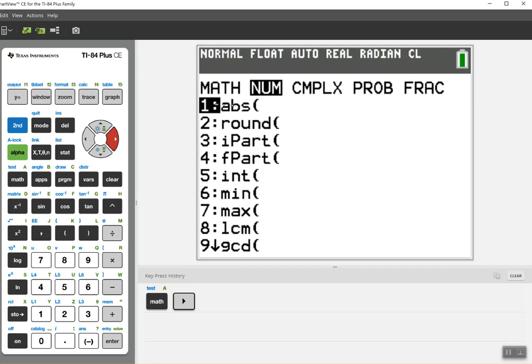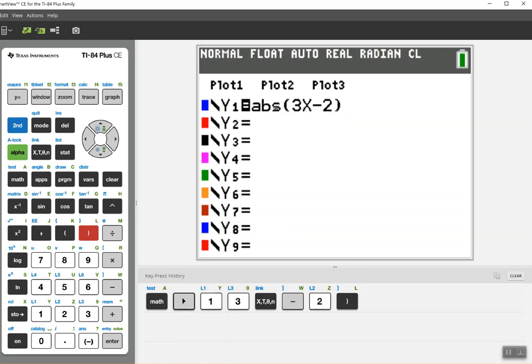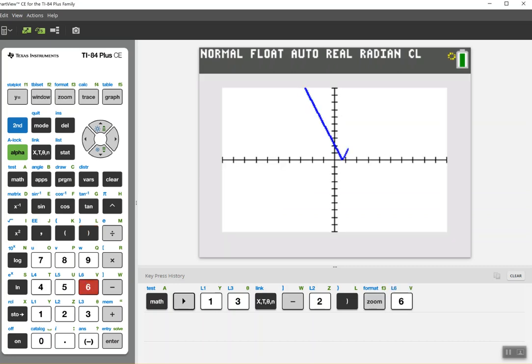the first command, which is ABS. That's absolute value. So we're going to need to use that, and then we're going to type in the formula 3x minus 2. To close the absolute values, we just use another set of parentheses. That means that the calculator is now reading the absolute value of 3x minus 2. So now that's done, let's click on Zoom 6 to go back to the standard window.